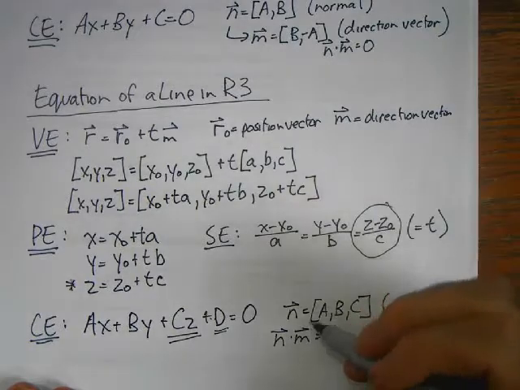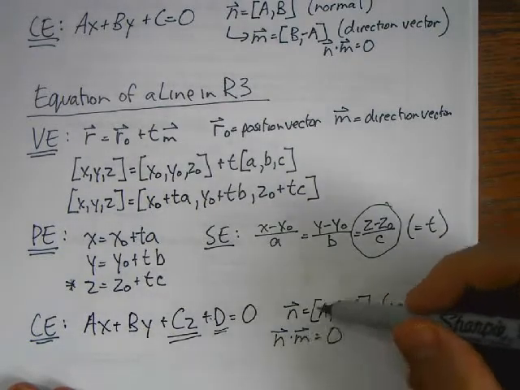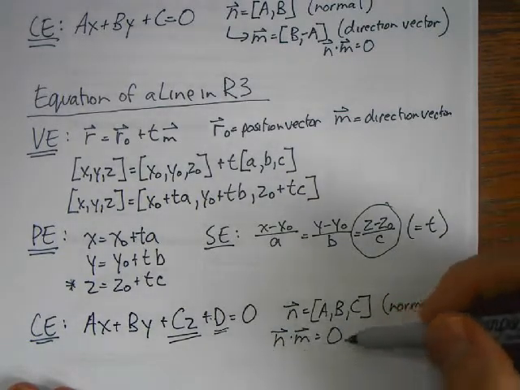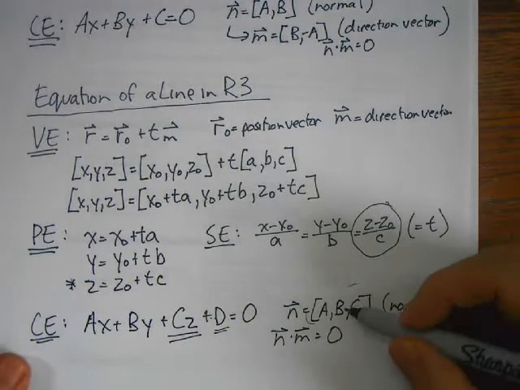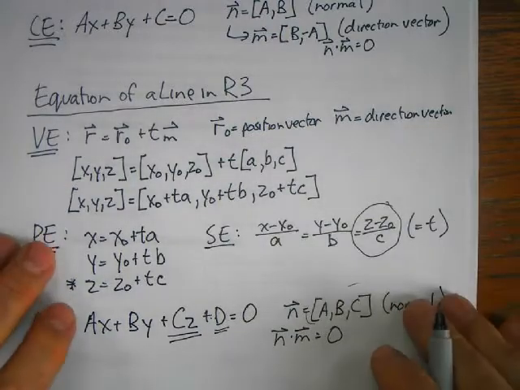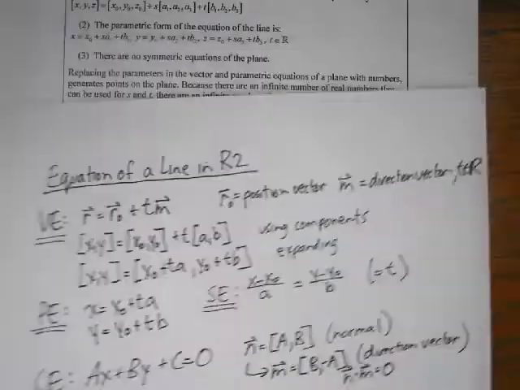So again, if you dot product the normal and the direction vector, you'll get 0. So there's lots of different ways of getting a direction vector from here. Okay, so that's what we did before the break.